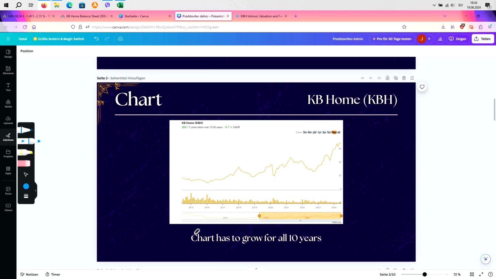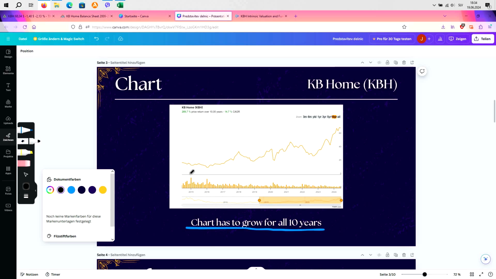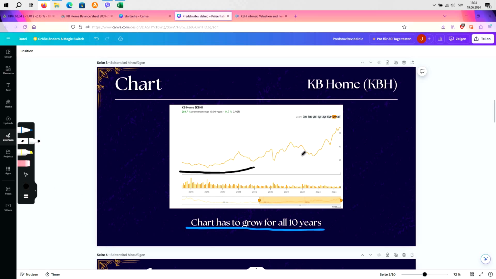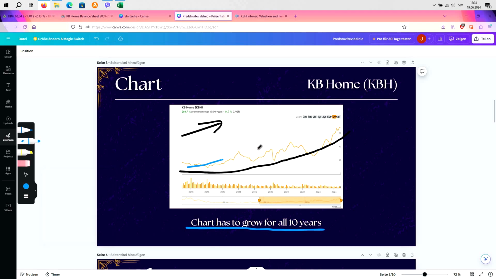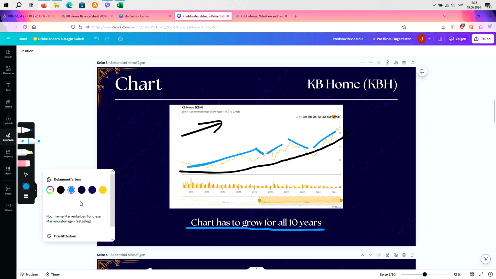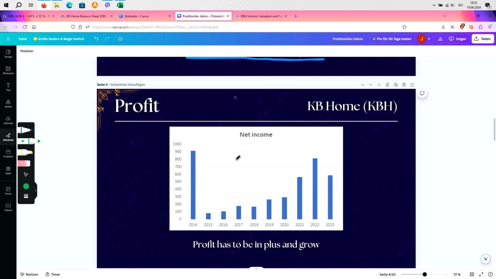So in terms of the chart, we have here a little instruction saying the chart has to grow for all 10 years. Now, what does that mean? That means that we will draw a little exponential line here on the chart, kind of like this, and the chart basically has to follow that, okay? Now let's take a look and think logically. Does the chart here, the orange line, follow the black line? Yeah, it goes a bit down, up, down, and so on, but generally it follows that line. So the chart is good to go, okay? Because it grows through all years. It's that simple.